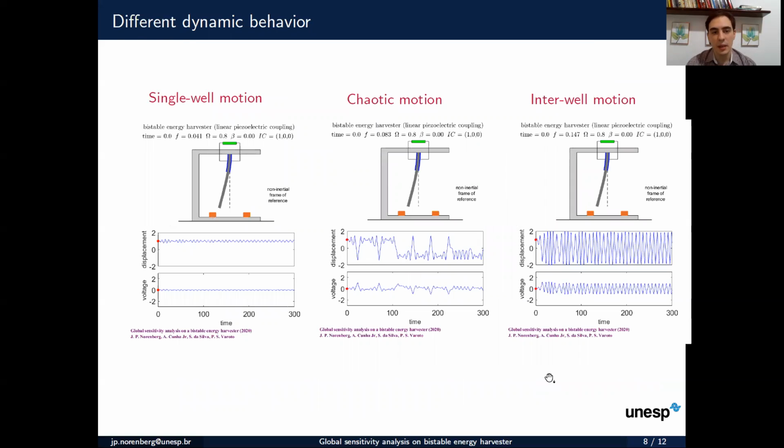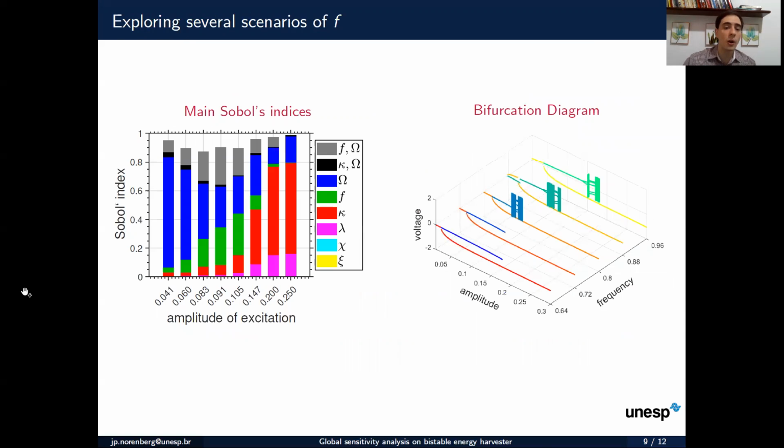It's well known that bistable oscillators have different dynamic behaviors. We have low energy orbits, periodic and chaotic motion, and periodic motion with high energy orbits. Then we explore several scenarios since they have different dynamic behaviors. Here we have the first-order Sobol indices: for low amplitude of excitation, the frequency has the most influence. In the middle of the spectrum, where we have the chaotic behavior, as you can see in the bifurcation diagram, the frequency and the amplitude of excitation have the most influence. And for high amplitude of excitation, the electromechanical coupling in the electrical equation has the most influence.